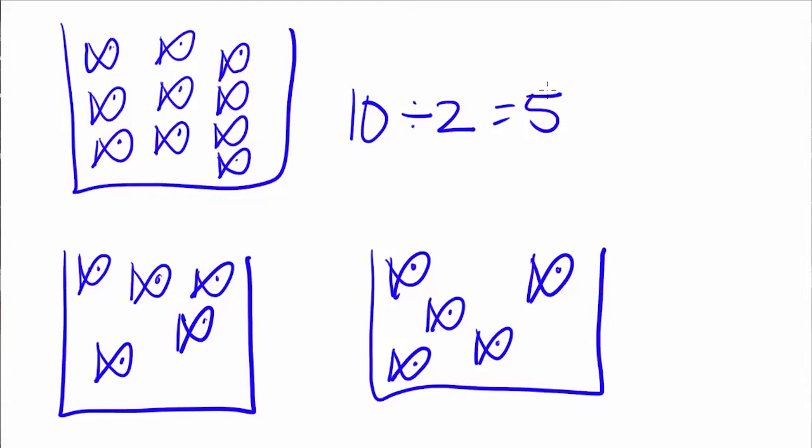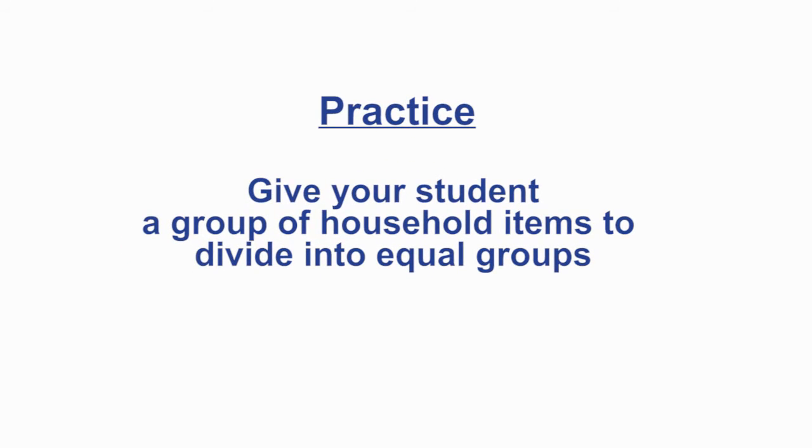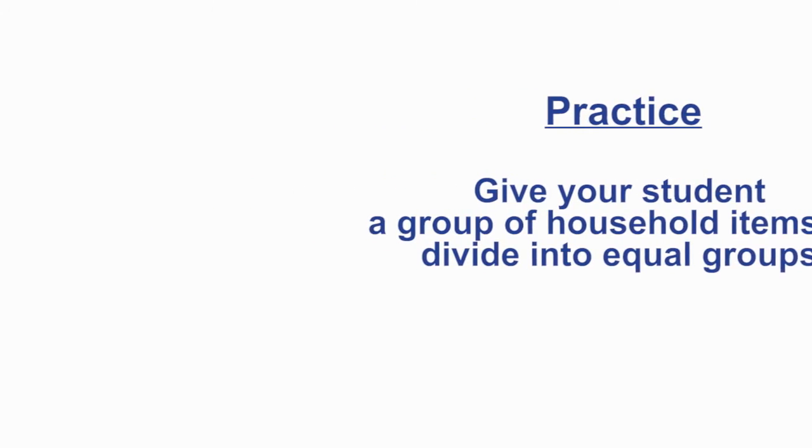With multiplication, we had 2 groups of 5 fish, which equaled 10. With division, we started with 10 fish and divided them equally into 2 groups. To help your student practice and understand this concept, give them a pile of items and have them divide the items into equal groups. Stress that the groups must be equal. You can use any items you have laying around the house.